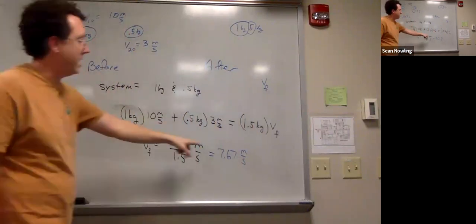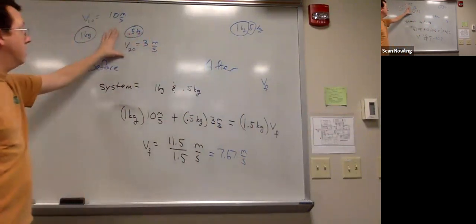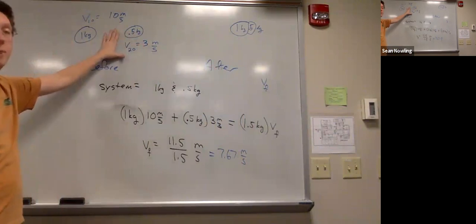The larger mass slows down in that case, and the smaller mass in front speeds up.